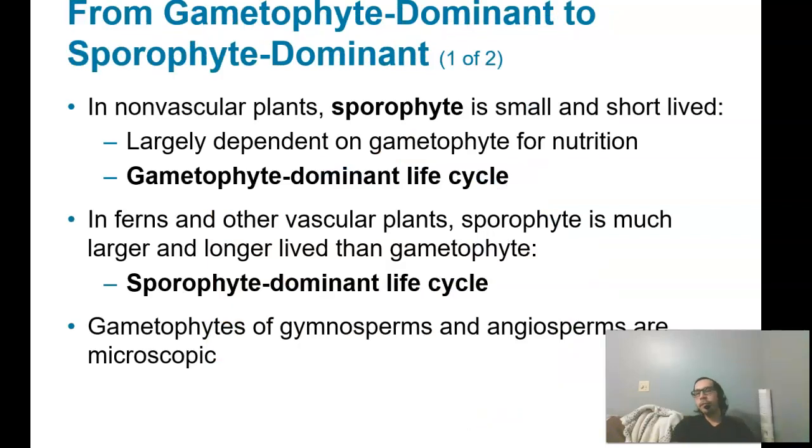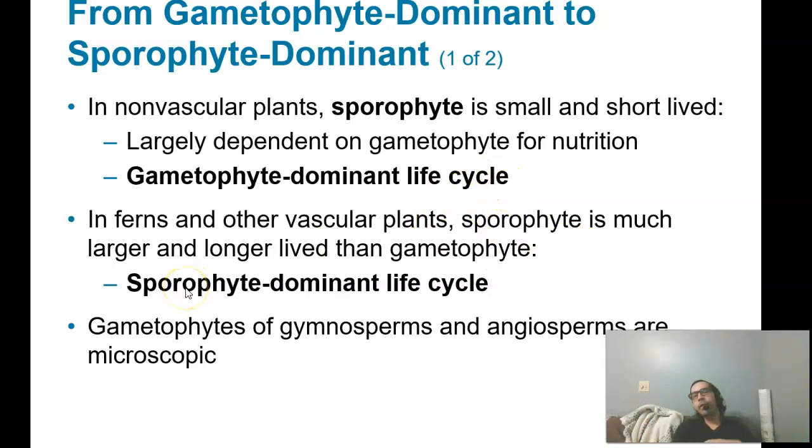In non-vascular plants, the sporophyte is small and short-lived, and it's very dependent on the gametophyte for nutrition. So these types of plants are considered to be gametophyte dominant. That would be something like a moss, where the gametophyte is the leafy part of the plant. It's the one that's getting most of the energy from the sun, or it's producing its own sugars. And so the sporophyte that grows on top of the gametophyte relies heavily on the gametophyte.